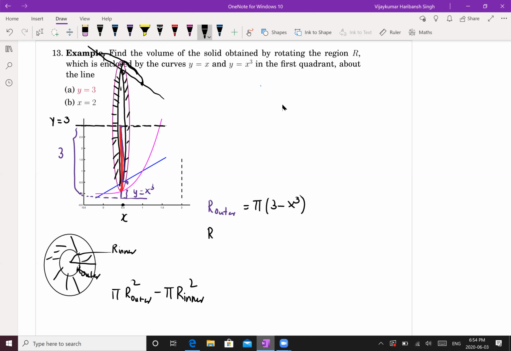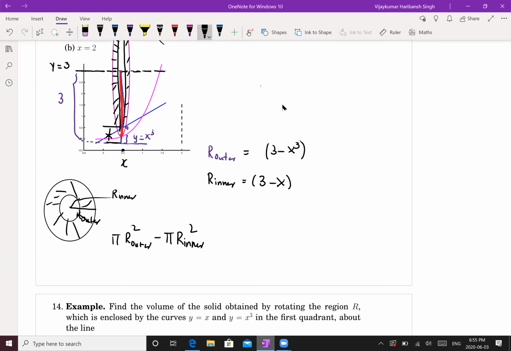Now what about R inner, or the inner radius? Again, the total length is 3 minus this much, which is given by y equals x. So we have 3 minus x. So therefore, your A of x is pi R outer squared minus pi R inner squared.